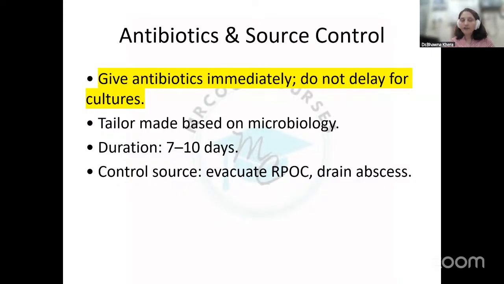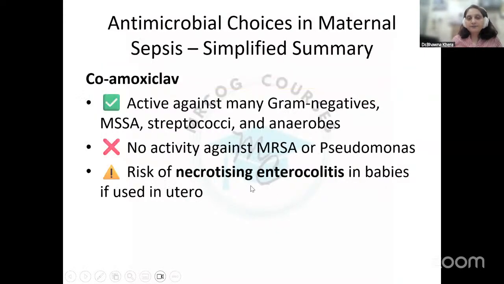Do not delay for the culture. Tailor-made based on microbiology. Duration is 7 to 10 days, and control the source: evacuate the RPOCs, drain the abscess, whatever is there. You have to go accordingly. Initially you do not know, so till the date you get the culture, you can start by this.